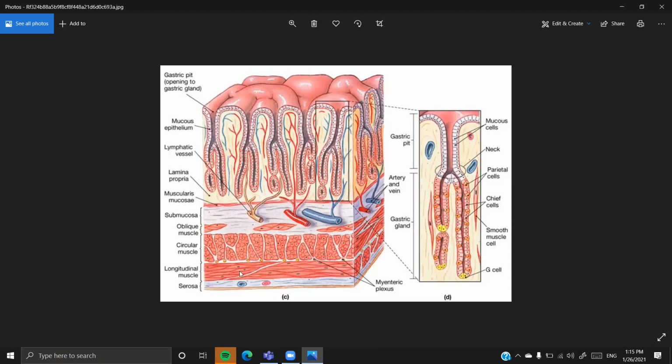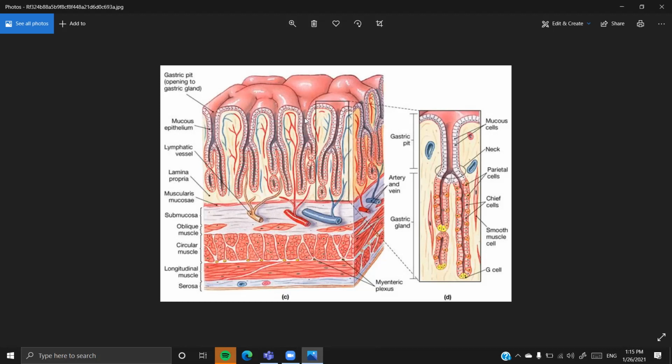Next we have a longitudinal muscle, then a circular muscle layer and the oblique muscle. Together this is the muscularis: the longitudinal, the circular, the oblique muscles. Next we have a submucosal layer, and later a mucosal layer, the mucosal epithelium, which is going to have the mucosal cells that you can see. This is the mucosal epithelium.